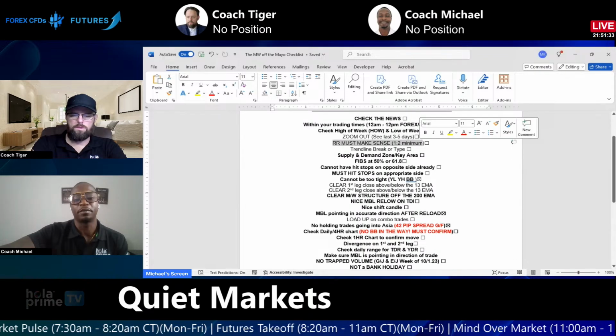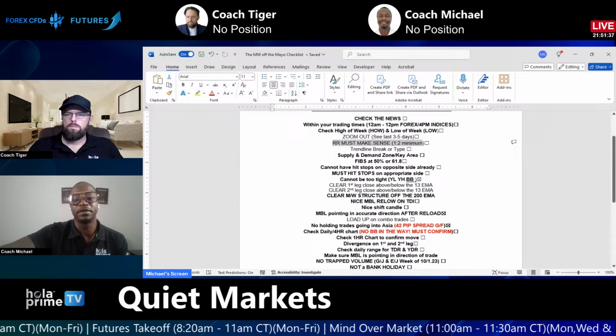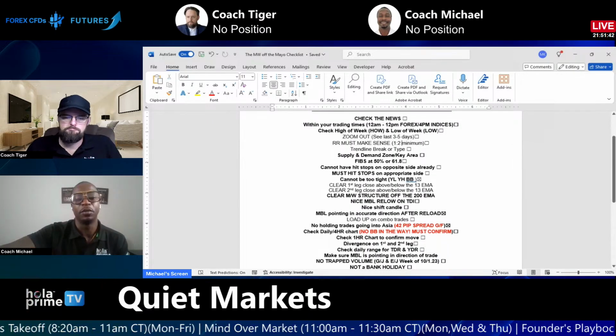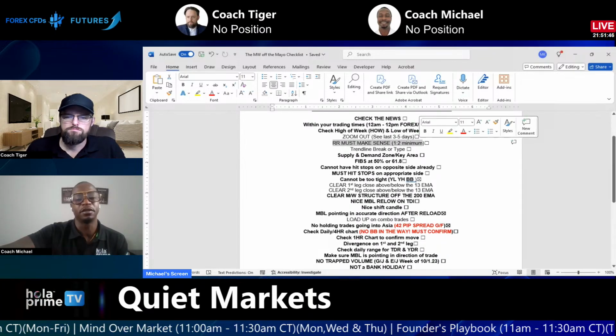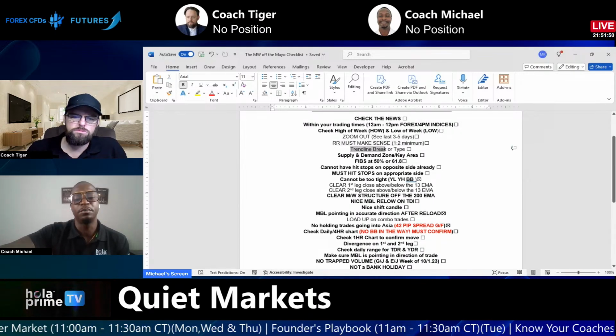Next up, R to R needs to make sense. 1 to 2 minimum. I put this down, it's really like 1 to 1.25, just a little bit of something. But 1 to 2 would be great. But yes, it could be as low as 1 to 1.25. Right now, these aren't too big of things.